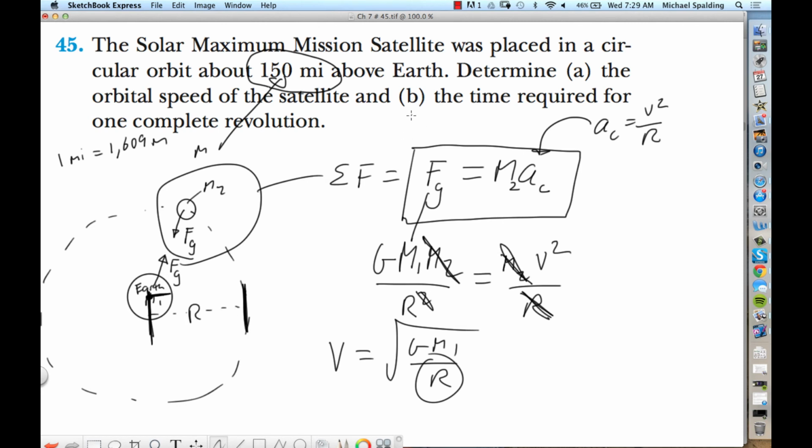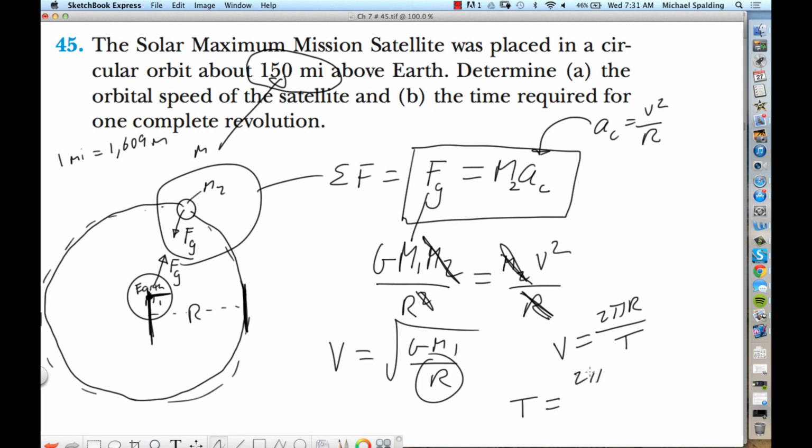Okay, B, the time required for one complete revolution. Now look, once you have this V for anything in a circular path, what's an equation for velocity? For anything in a circular path, what's the distance for one circle? 2 pi r. What's the time for one circle? The period, which is capital T. What they're asking for in part B is the period. So period will be 2 pi r over v. That's how you get the time for one circle. Okay? All right.